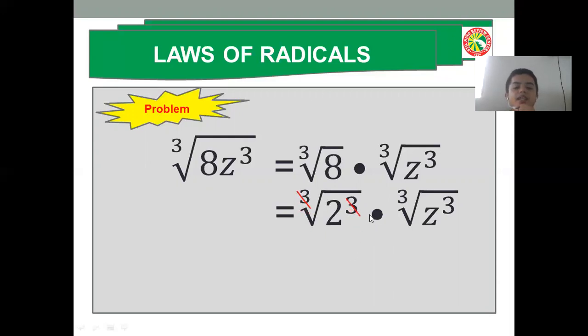Now, simplifying further, the exponent of base 2 and the root are the same, so they will cancel out. It will remain 2 only. Same with z, the exponent and the root cancel, so the remaining here is only z. The result of this is 2, and the result of this one is z. So you multiply 2 times z, that is 2z. You cannot combine a variable with a constant, so therefore, this is the final answer.